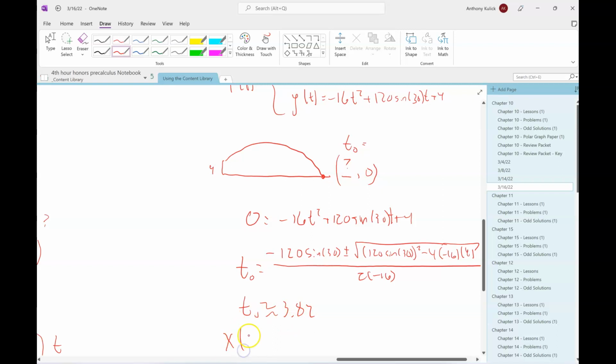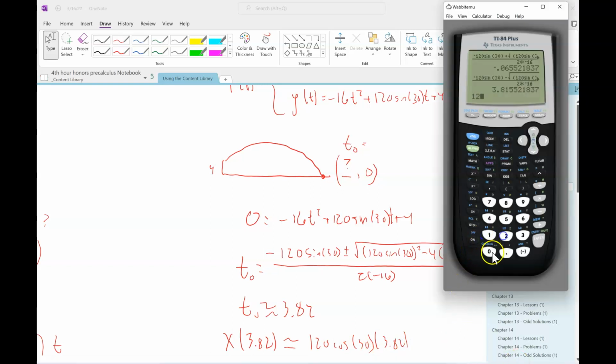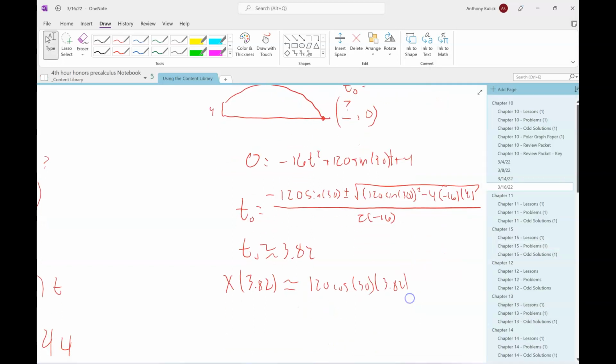And now that I have that, I can do x of 3.82. So that's 120 cosine 30 times 3.82. So 396.5 should be how far that goes.